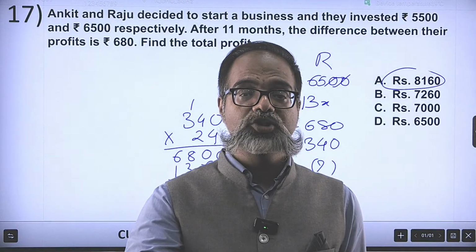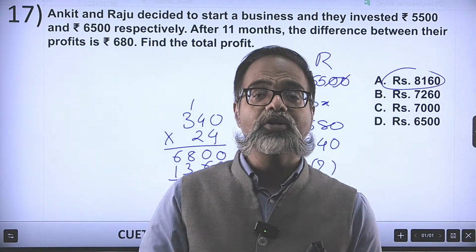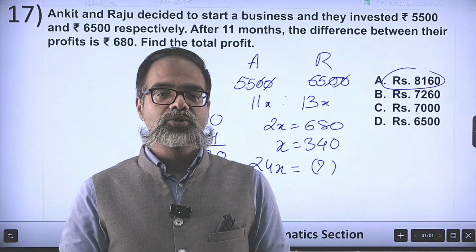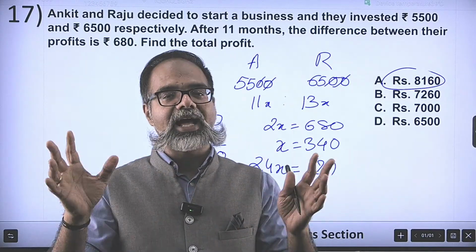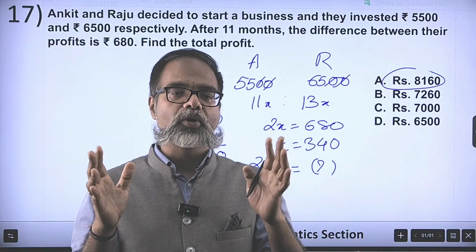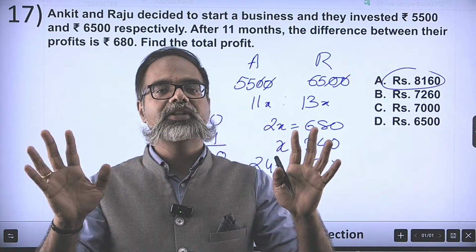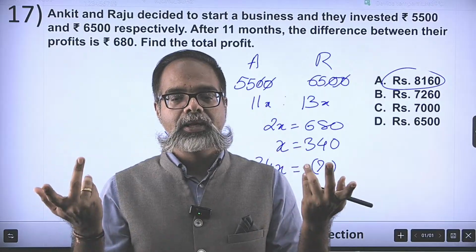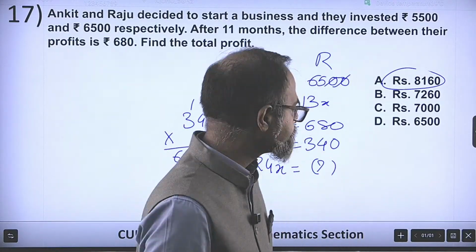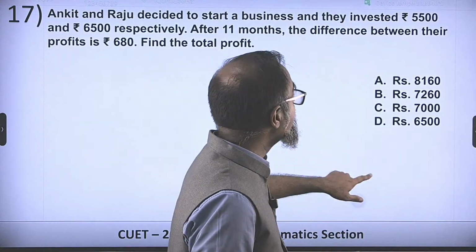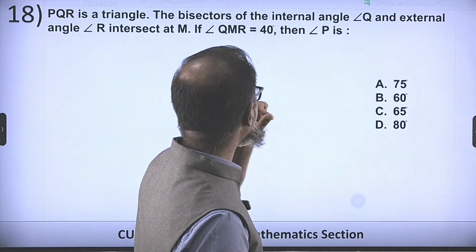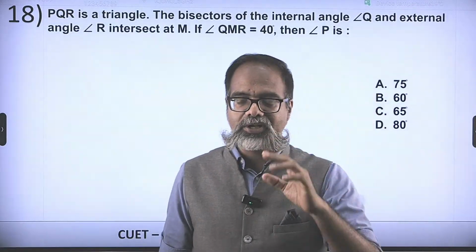Right here, fortunately, because the amount of time for which they invested was the same, it does not matter that it is not an entire year. The ratio of the profit splitting will be the ratio of the investments made individually. That's it, easy sum to solve. And let's move on. This was a great question.